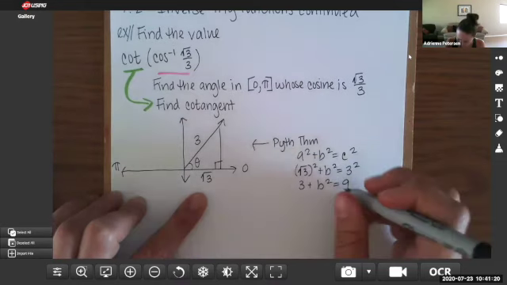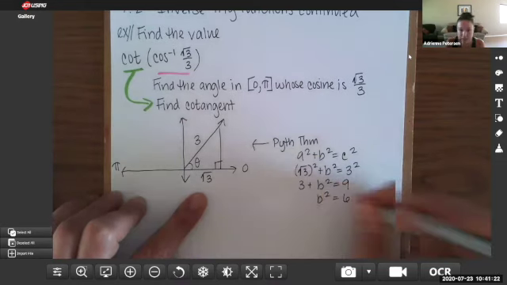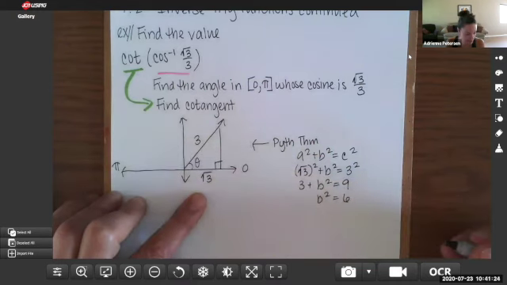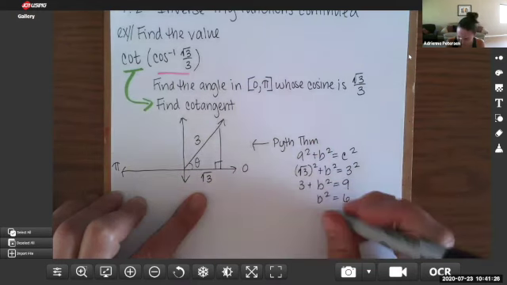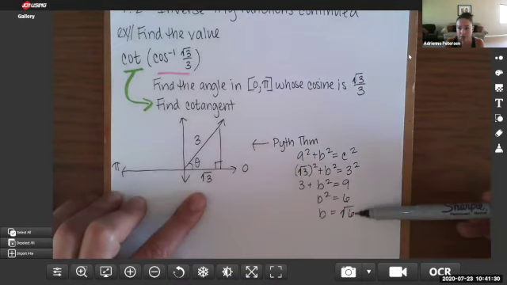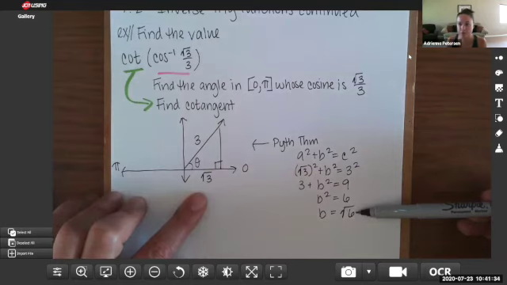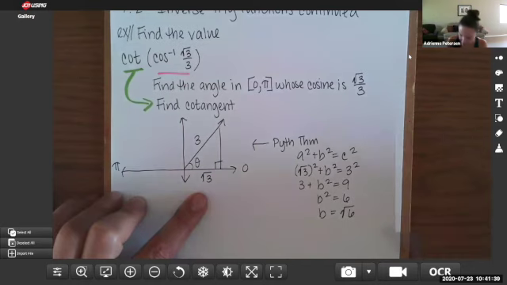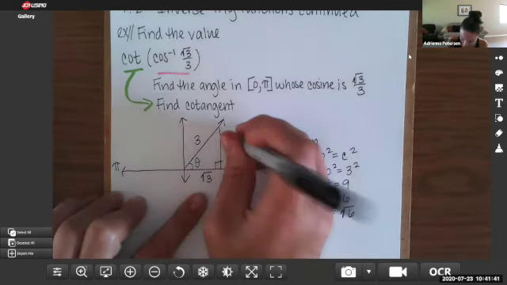Subtract the 3 from both sides, we get b squared is equal to 6. Take the square root of both sides, we get b is equal to square root 6. Remember, normally when we take the square root of both sides of the equation, we would put a plus or minus in front of it, but whenever we're doing Pythagorean theorem, because we're doing length here, we would just take the principal square root, which is the positive answer.